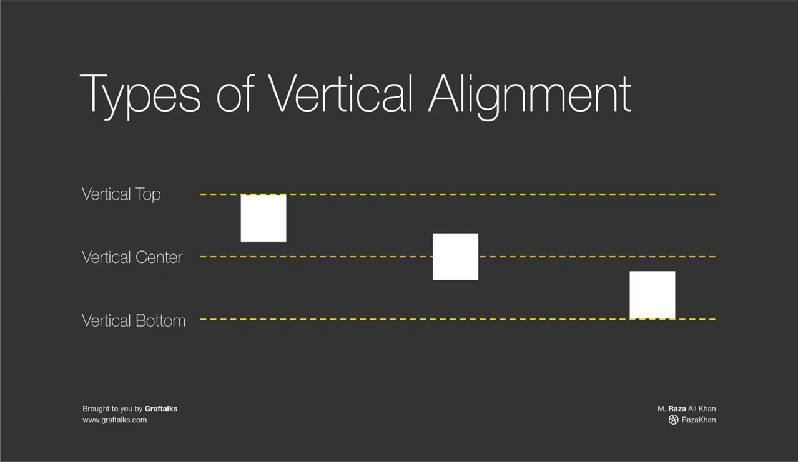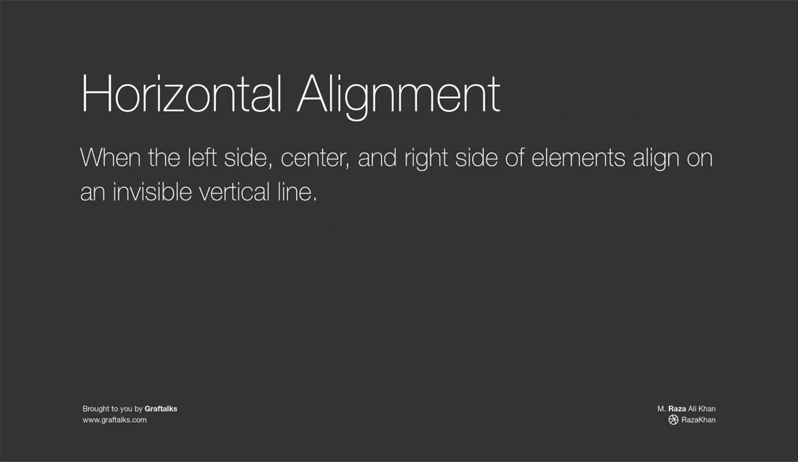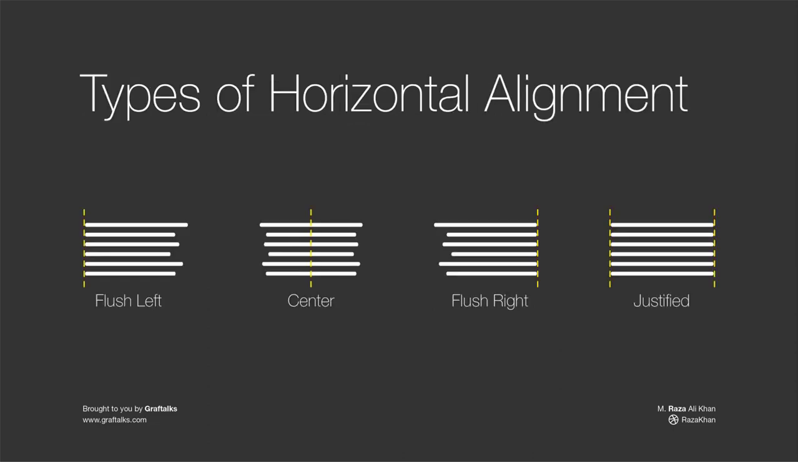If we consider this white box to be our visual element, in the first scenario, its top edge is aligned with that horizontal imaginary line. In the second example, it's vertically centered, and in the third scenario, the shape's bottom edge is aligned with the horizontal line. Then comes horizontal alignment. It happens when the left side, center, or right side of elements align on an invisible vertical line.